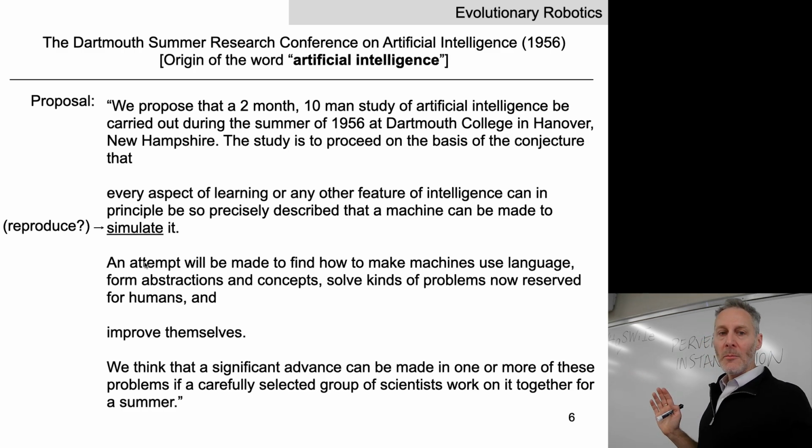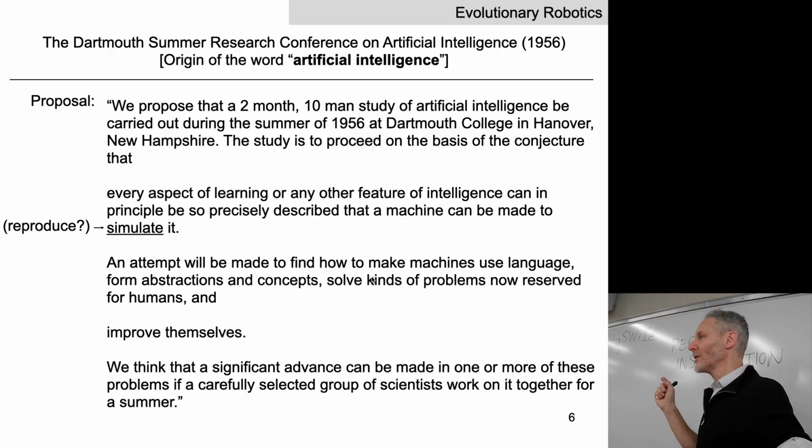Okay, we're going to make an attempt to find out how to make machines, and now they start to break down intelligence. For them, intelligence is about using language, forming abstractions and concepts, and now solving the kinds of problems that are now reserved for only us humans. And most of these problems, like forming abstractions and concepts, another word for math, we, the 10-man group, were actually really good at this. They were mostly mathematicians.